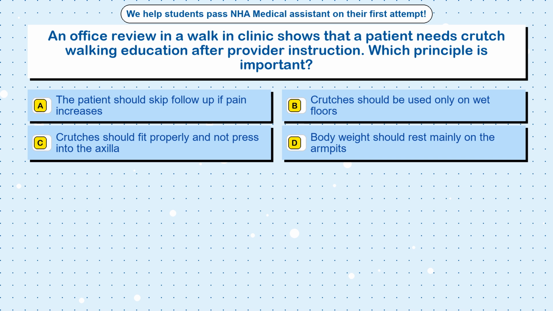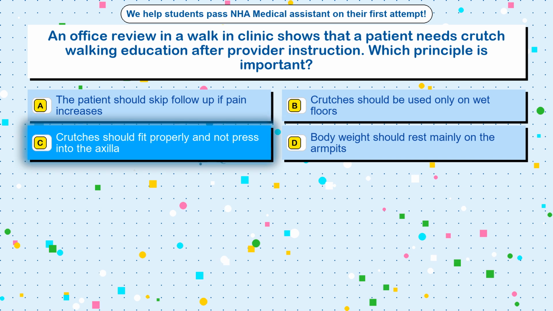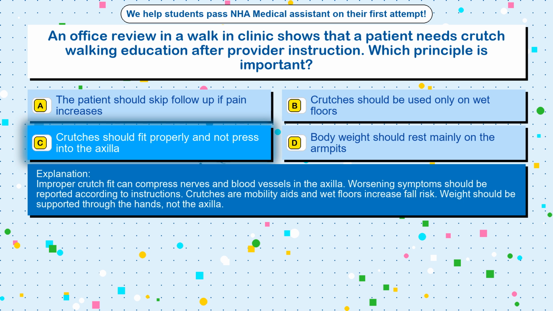Option D. Body weight should rest mainly on the armpits. The correct answer is option C. Crutches should fit properly and not press into the axilla. Improper crutch fit can compress nerves and blood vessels in the axilla. Worsening symptoms should be reported according to instructions. Crutches are mobility aids and wet floors increase fall risk. Weight should be supported through the hands, not the axilla.